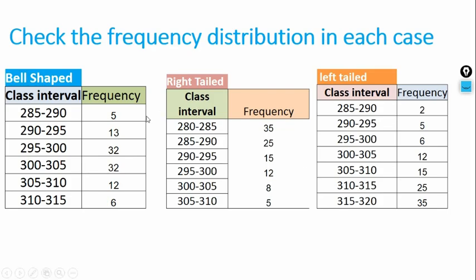In the case of bottle filling, in case 1, if we check the frequency distribution, you can see most of the data lies in the center, 295 to 300, 300 to 305. But in the case of right tailed, most of the data lies on the left hand side. And in the case of left tailed, or overfilling of the bottle, your data is not normally distributed, it is on one side.